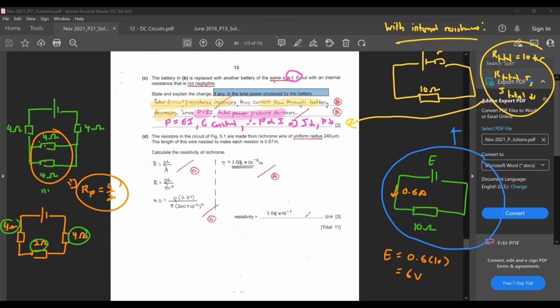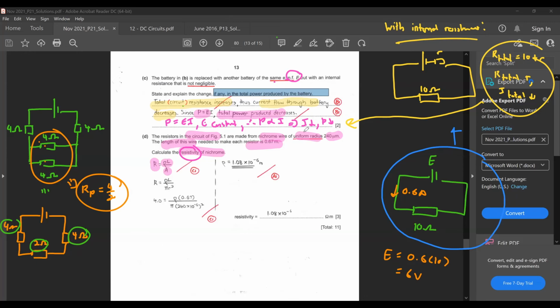Part D, we say that the resistors in figure 5.1 are made from nichrome wire of uniform radius 240 micrometers. The length of the wire needed to make each resistor is 0.67 meter. Calculate the resistivity of the nichrome. So all you need to do here is use R equals rho L over A. Since you have mention of resistivity here, the only equation in your entire AS syllabus that mentions resistivity is this one here. R is rho L over A.